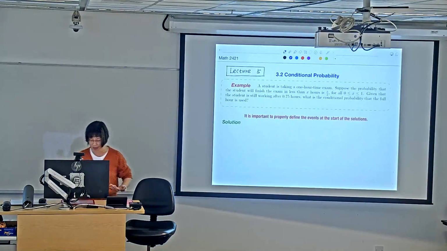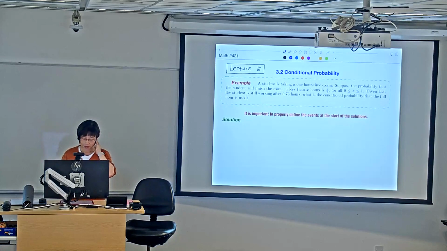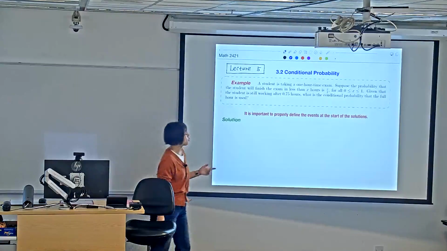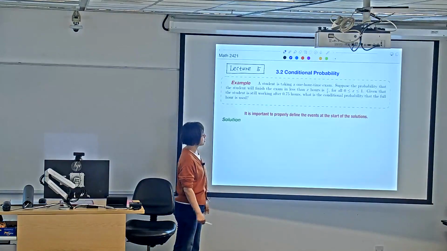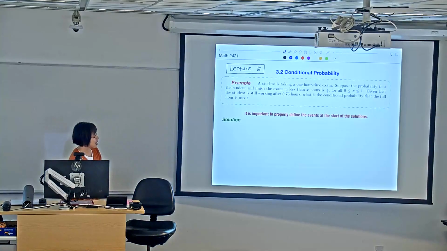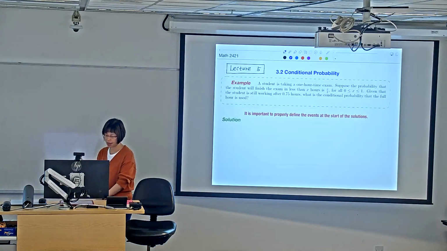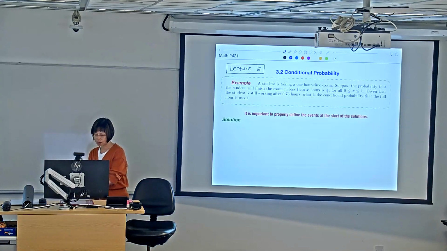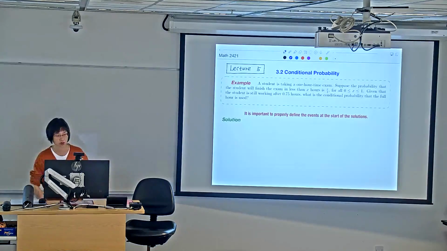We'll first look at a few concrete examples to help understand this concept. In this first example, a student is taking a 1-hour exam. Suppose the probability that the student will finish the exam in less than x hours is x/2. Here x is any value between 0 and 1. Given that the student is still working after 0.75 hours, what is the conditional probability that the full hour is used?